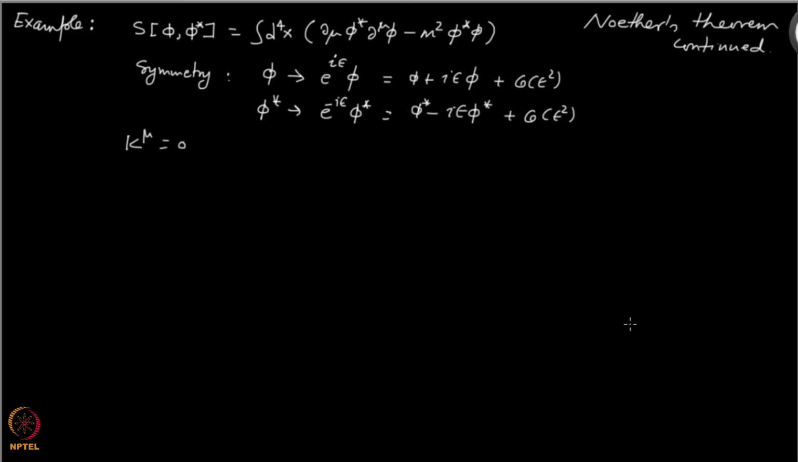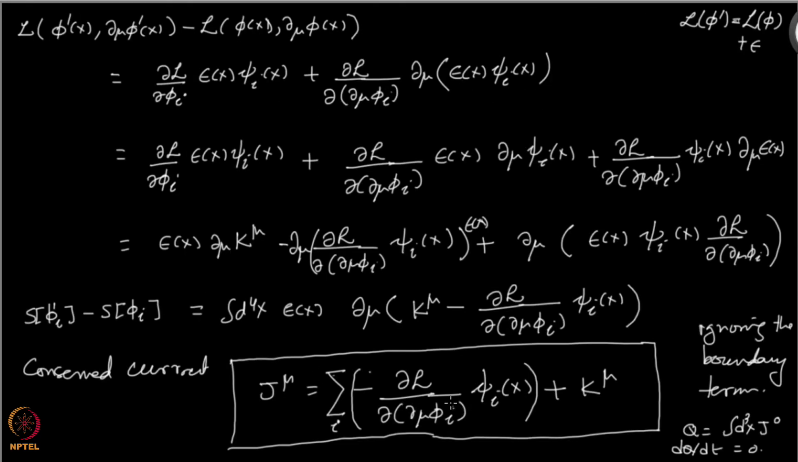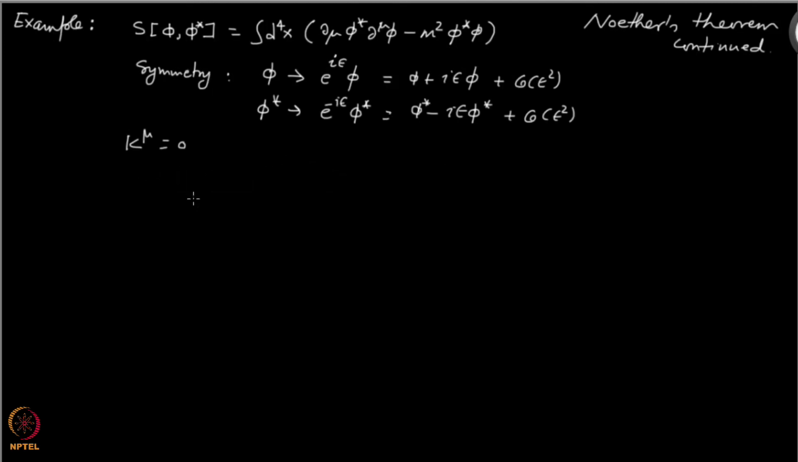Okay. So let's go here. For us, phi i's are phi and phi star. So we have two fields, and I should calculate J mu equal to del L over del of del mu phi i times psi i of x, and then you have k mu, which is 0 in this case. I've been calling the change psi i. So let's calculate what is psi of phi and psi of phi star.